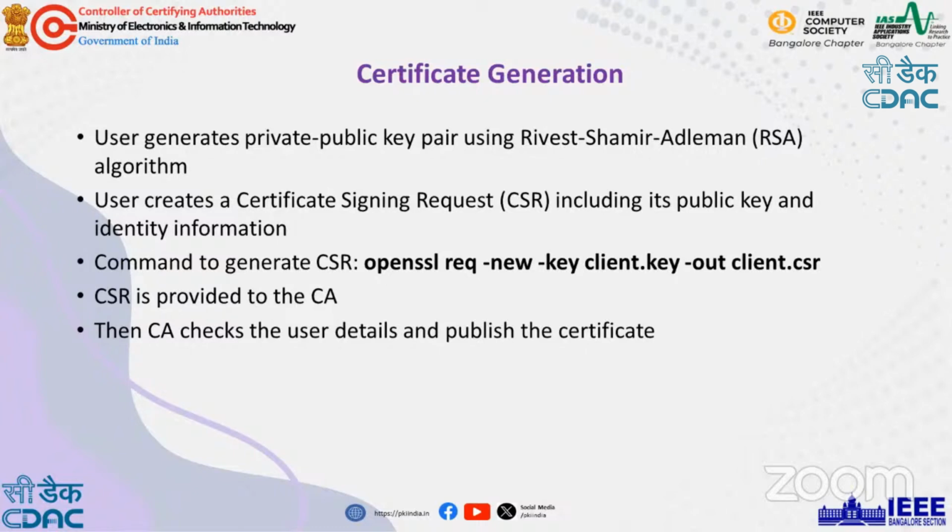So first we have generated the private and public key pair for the user using the RSA, that is the Rivest-Shamir-Adleman algorithm. Then we have created a certificate signing request for the user, including the user's public key and identity information. The command to generate the certificate signing request is shown on the screen. Then this CSR is provided to the certificate authority.